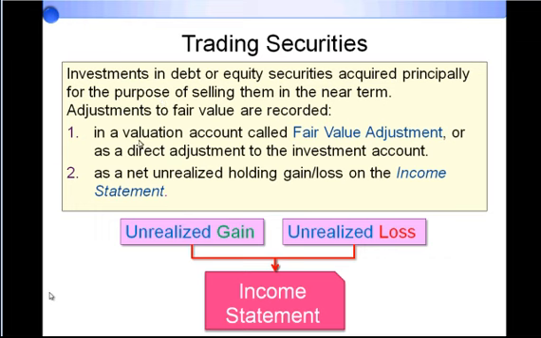You could do it that way. You could have it as a separate valuation account, or you could just directly adjust the actual asset itself instead of messing around with an adjunct or a contra account. Now that's the balance sheet side. The income statement side, we're going to call it a net unrealized holding gain or loss on the income statement.